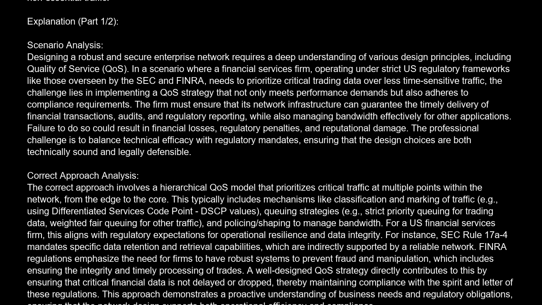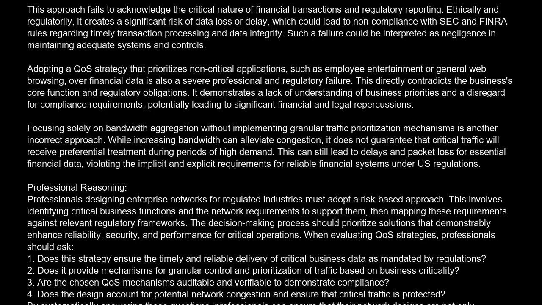This approach demonstrates a proactive understanding of business needs and regulatory obligations, ensuring that the network design supports both operational efficiency and compliance. Incorrect approaches analysis. Implementing a best-effort CoS model, where all traffic is treated equally, is professionally unacceptable for a financial services firm. This approach fails to acknowledge the critical nature of financial transactions and regulatory reporting.